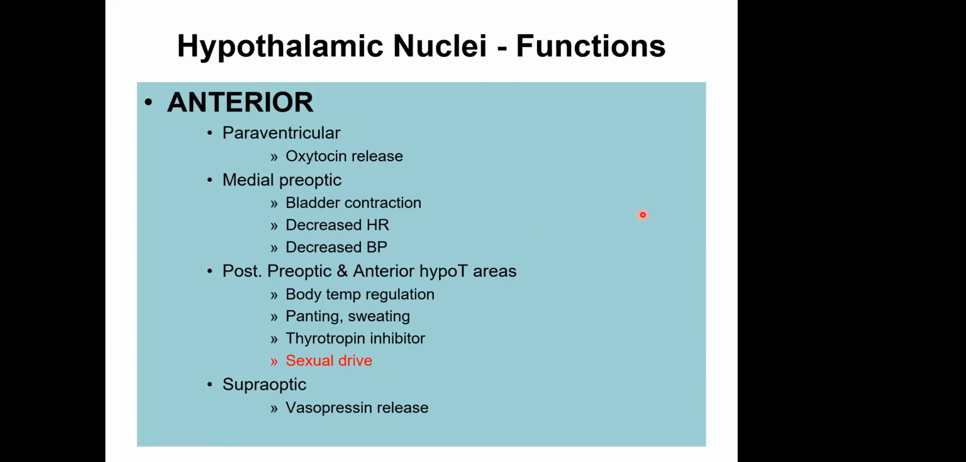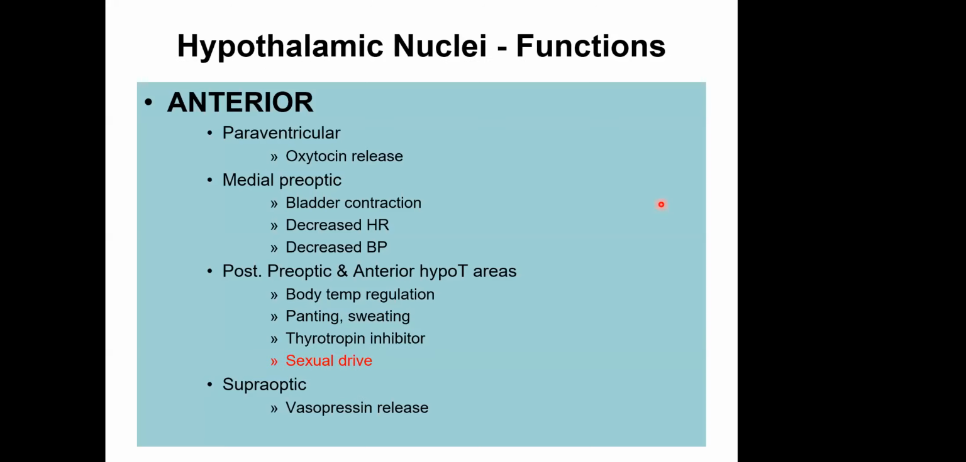So once again, this is a rather long list of functions of the hypothalamus. Let me just give you a view. This is the anterior nuclei, and their functions are given below them, below the names. Then you have the posterior nuclei. So let's see.